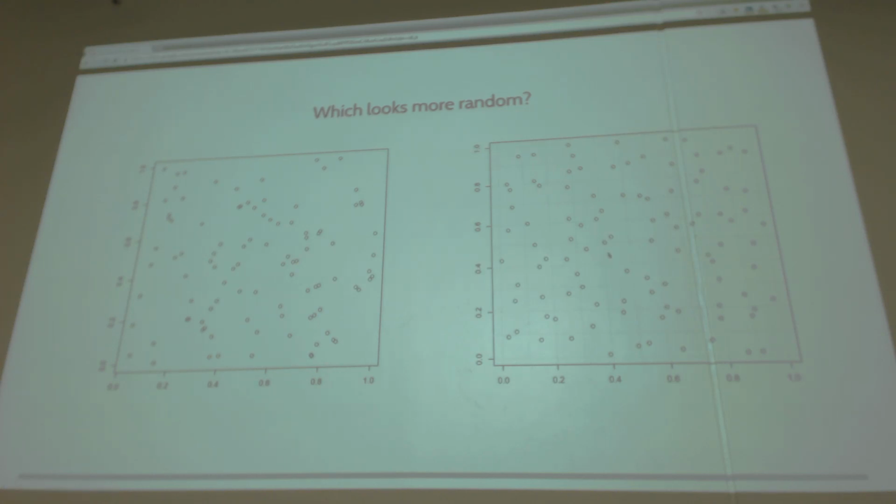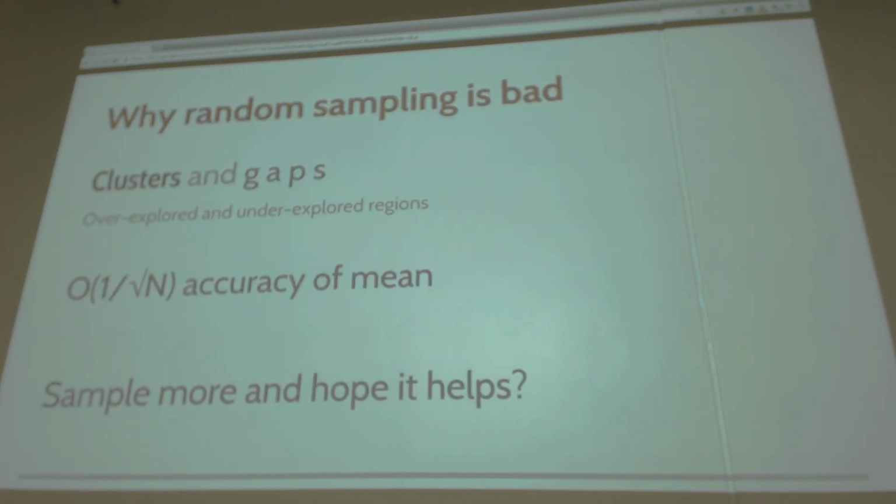This technique is called stratified sampling, and it's actually a more generic concept. The problem with random samples is that they have clusters and gaps, so we have regions that are over and underexplored. And if we try to, for example, compute the mean of the output using a random sample, we'll get something like inverse square root of accuracy, which is not really good. So to get 10 times more accurate, you need 100 times more points.